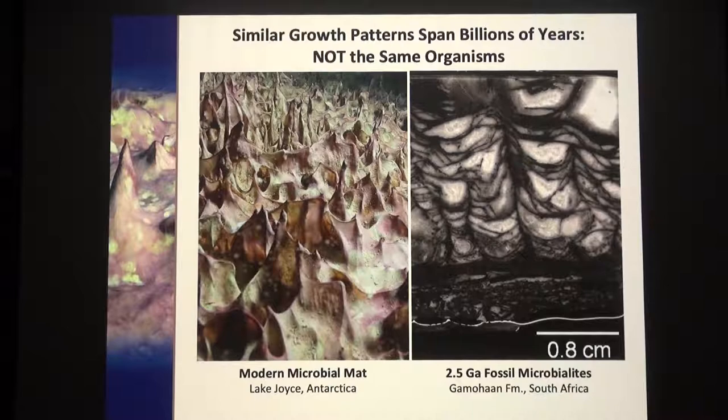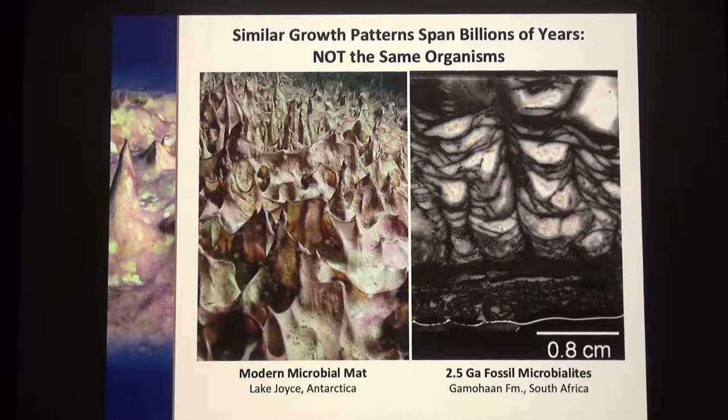So in the fossil, the black is organic matter and the white is calcite that's filling in voids. And these bacteria have similar voids. They're not created by bubbles in these cases. They're actually created by the growth morphology. So even though we have similar growth patterns across 2.5 billion years, they're definitely not the same organisms, because everything that's alive today has been evolving through that time.